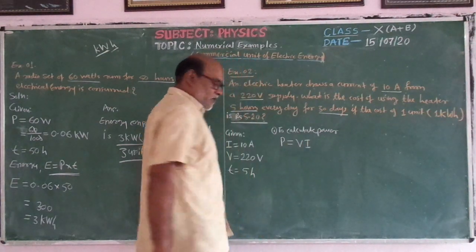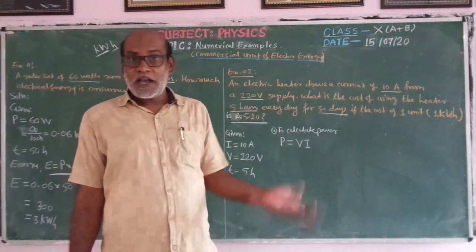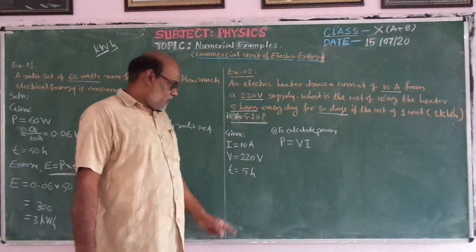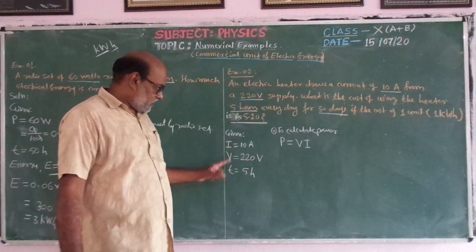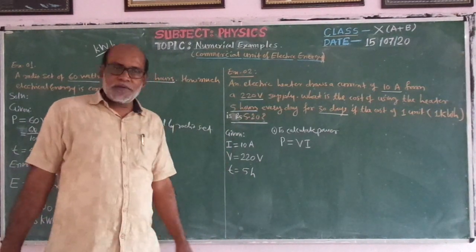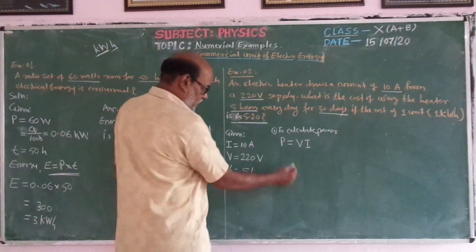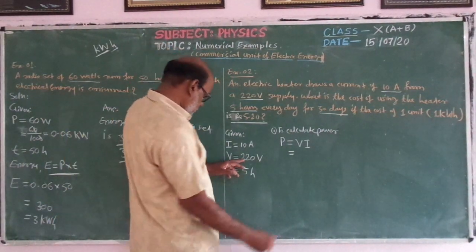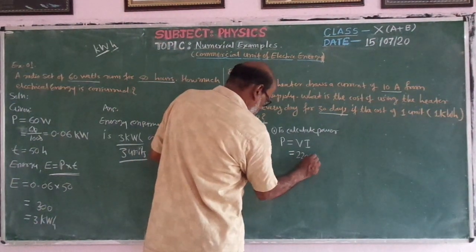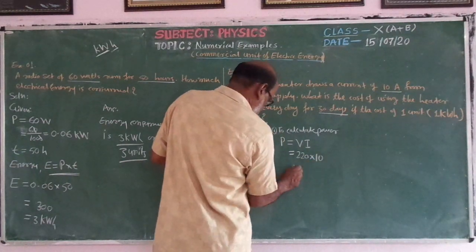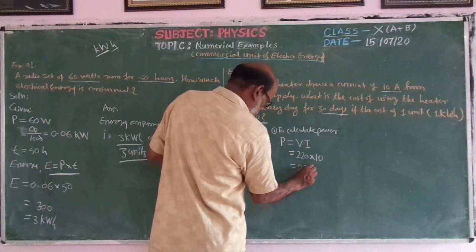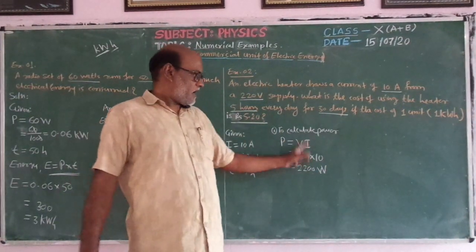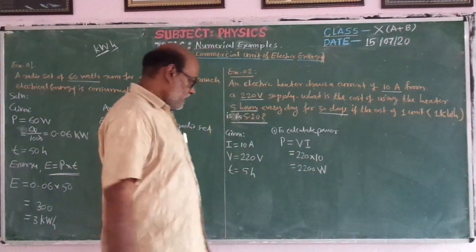Okay, we have three formulae: P is equal to I square R, P is equal to V square upon R, and P is equal to VI. Now, according to the situation, the values of current and potential difference are given. Then the power is equal to this. Put the values. What is V? V is 220 into I is 10. Now it becomes 2200. What is this? This is watt.